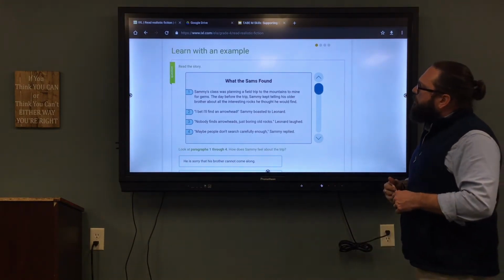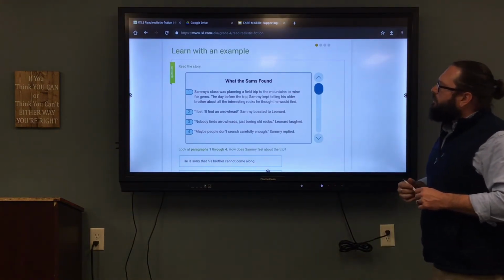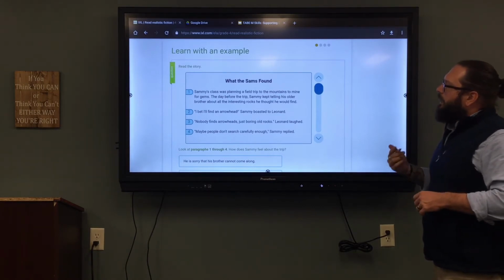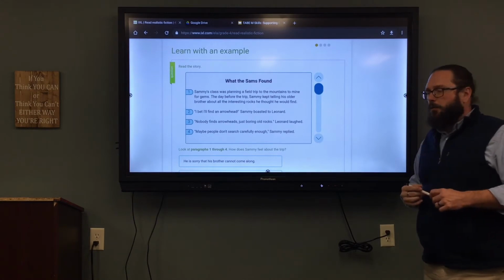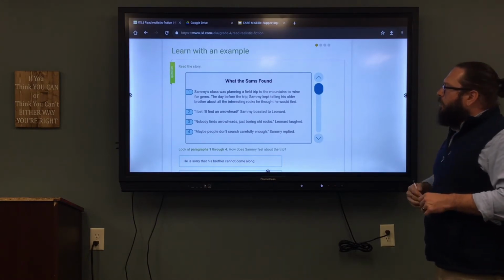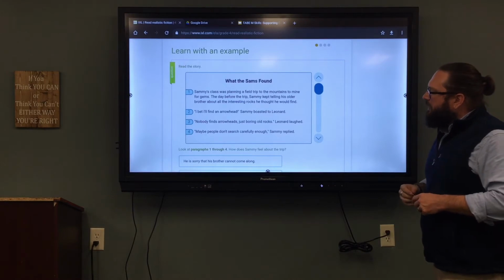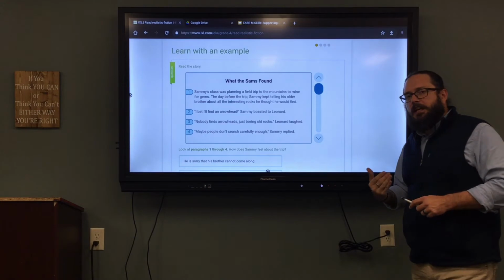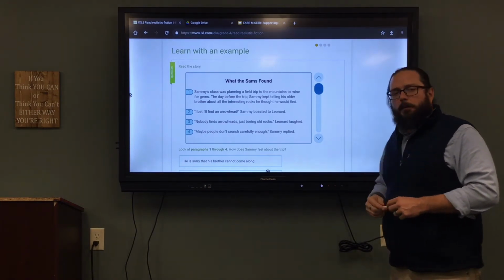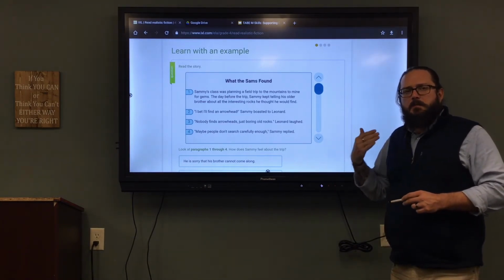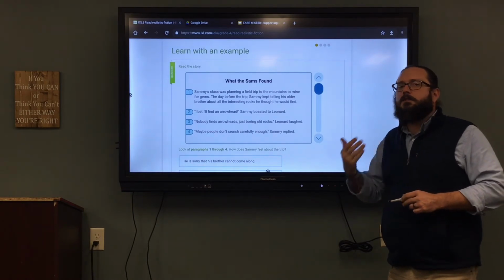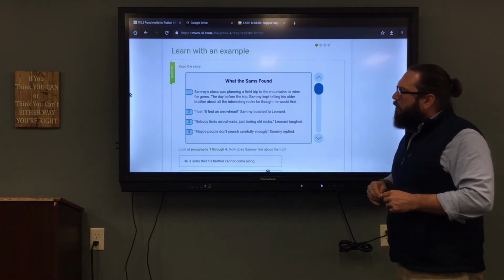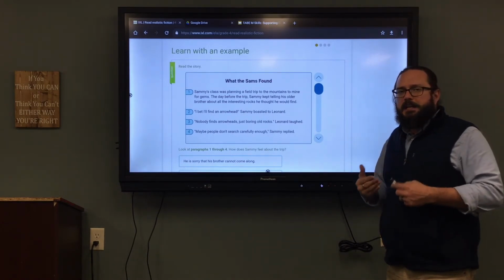In this example, we are going to be looking at the first 4 paragraphs of a story called What the Sams Found. So the question that we will be answering is, how does Sammy feel about the trip? So let's go ahead and look at the first 4 paragraphs, and keep in mind we are trying to look for clues and identify how Sammy might feel about taking this trip.